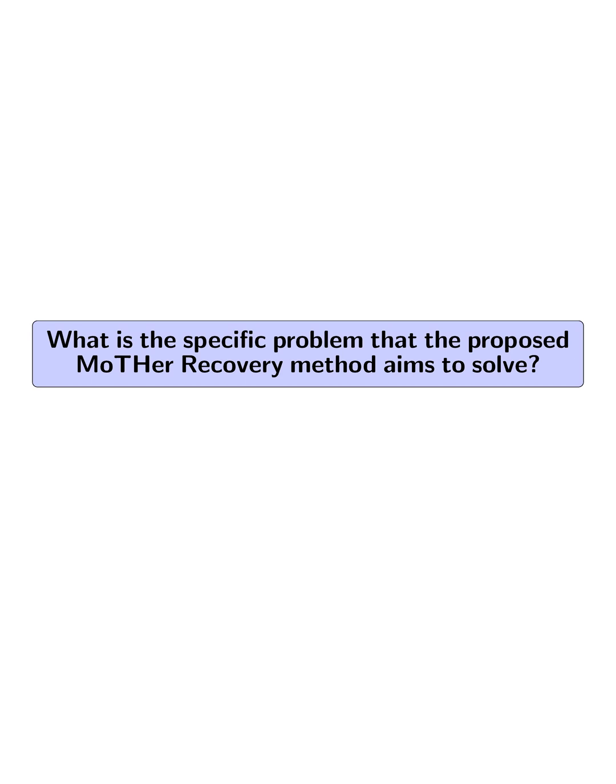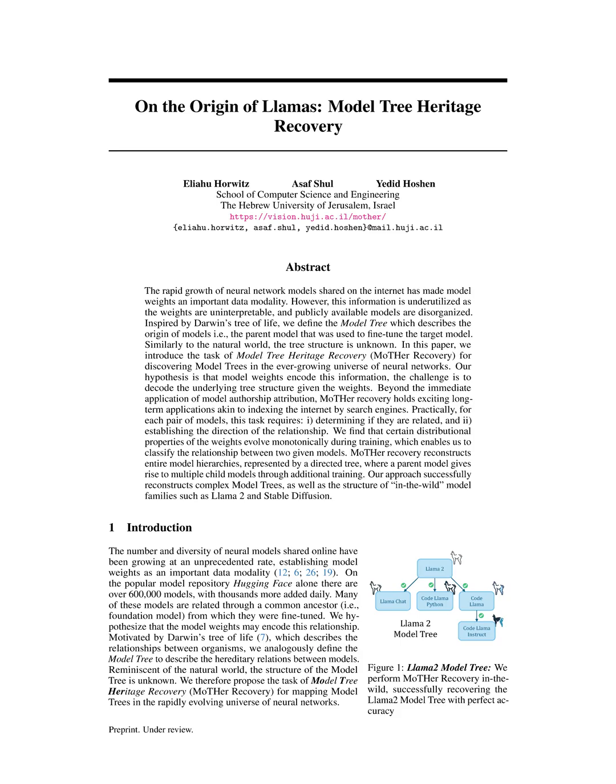What is the specific problem that the proposed mother recovery method aims to solve? The specific problem that the proposed mother recovery method aims to solve is the mapping of the structure of the model graph, which consists of multiple model trees representing the hereditary relationships between models.